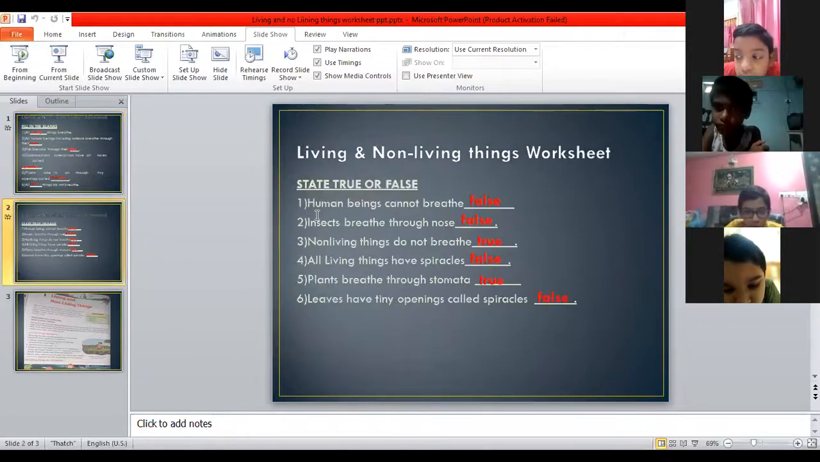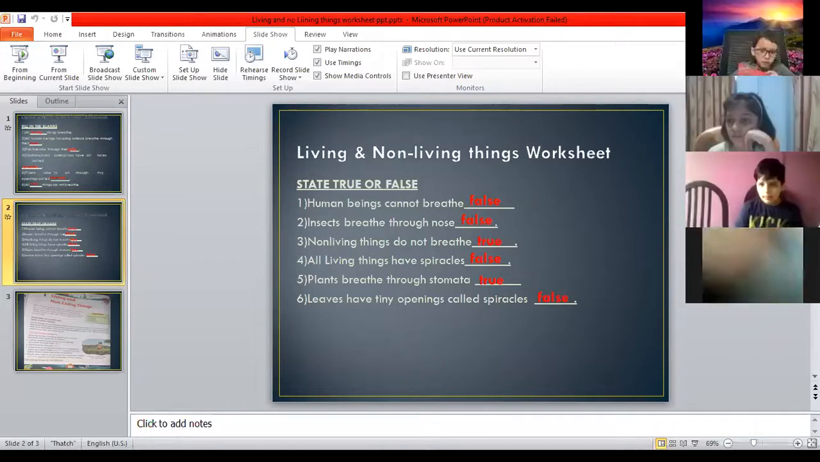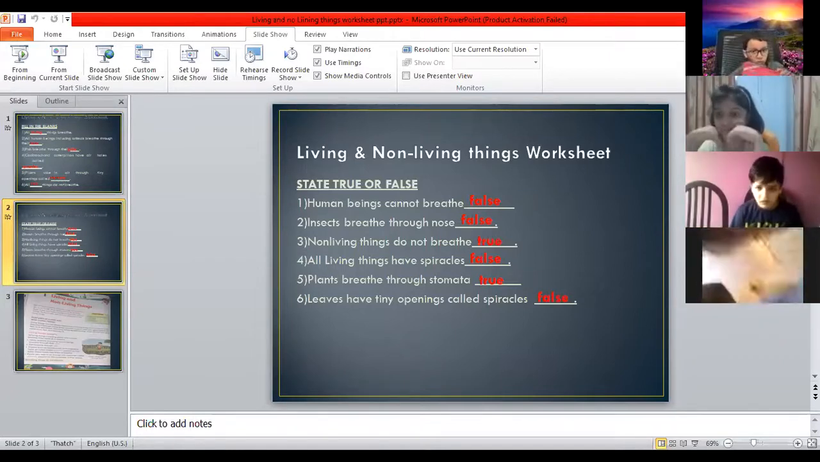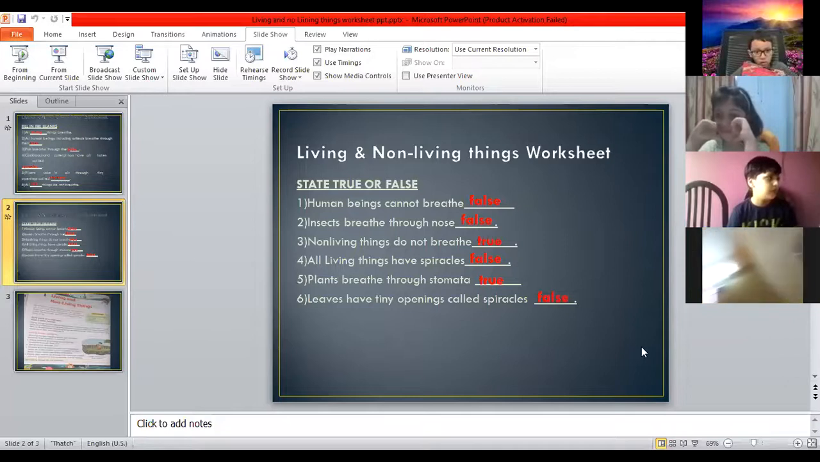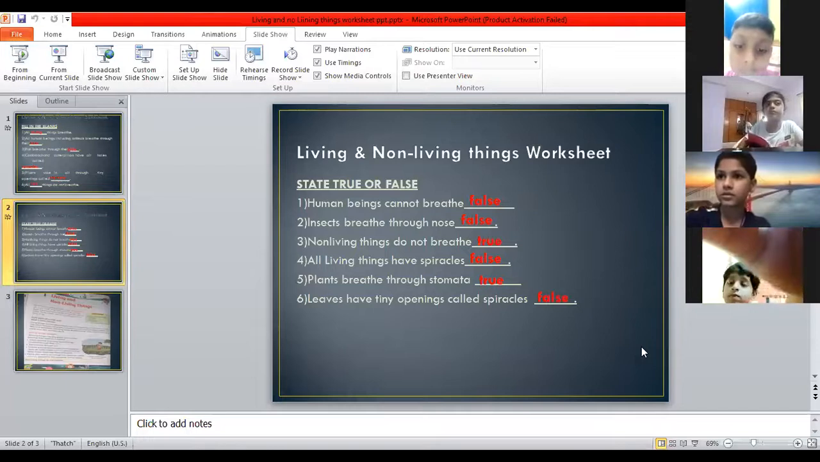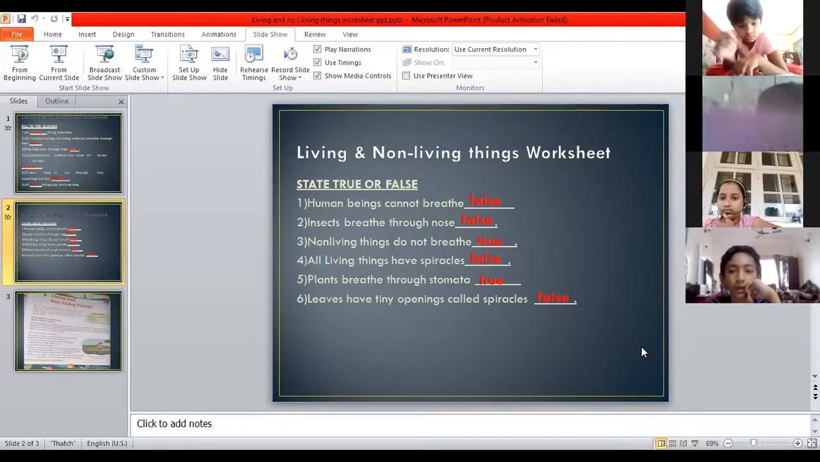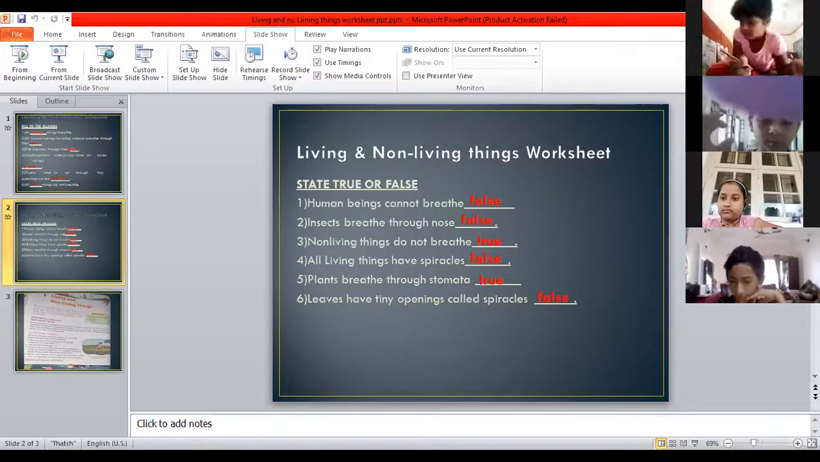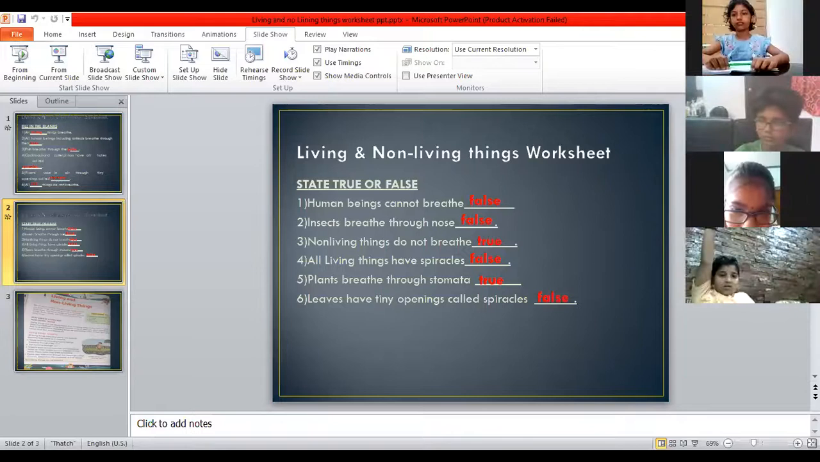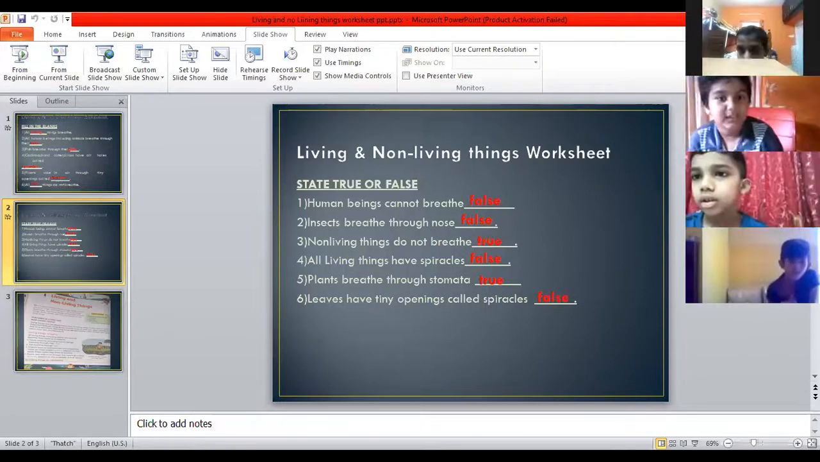Okay, we'll go to the next one. True and false. Human beings can't breathe. True or false? No, we all can breathe. Then, insects breathe through their nose. False. What do insects breathe through? Somebody tell me. Just now we spoke about it. What do insects breathe through? Okay, insects don't breathe through their nose. What's the right answer? Anybody want to tell me? I don't know if you are raising your hand. Raise your hand on the screen.